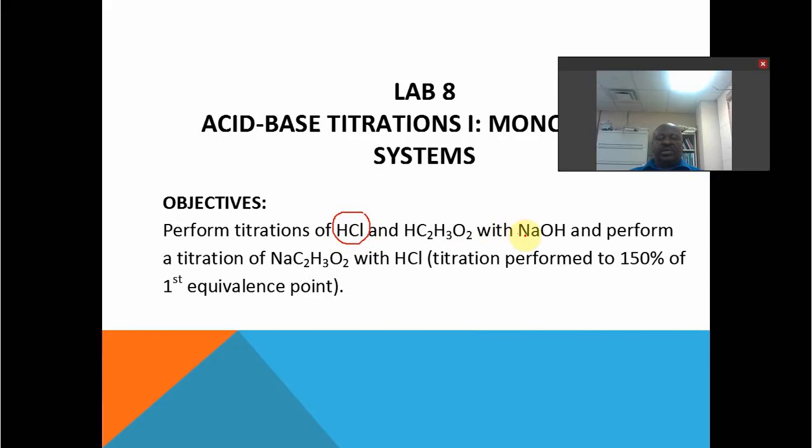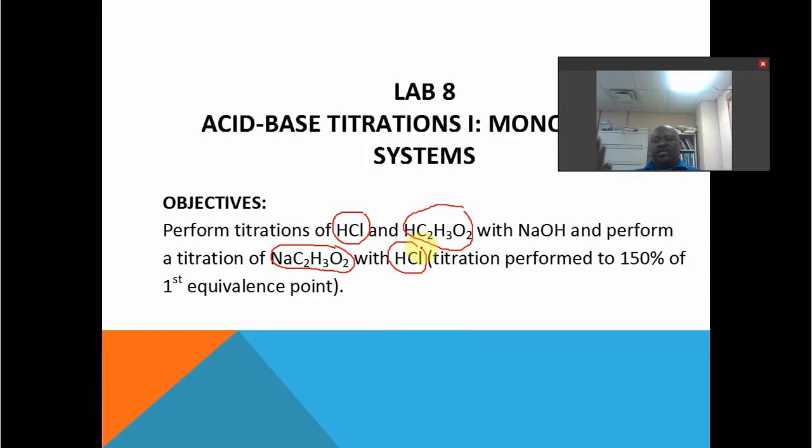Hydrochloric acid with sodium hydroxide, so strong acid, strong base. Acetic acid with sodium hydroxide, weak acid, strong base. And then we'll kind of switch things around and take the base, sodium acetate. The acetate is a weak base, and we're going to titrate it with HCl.